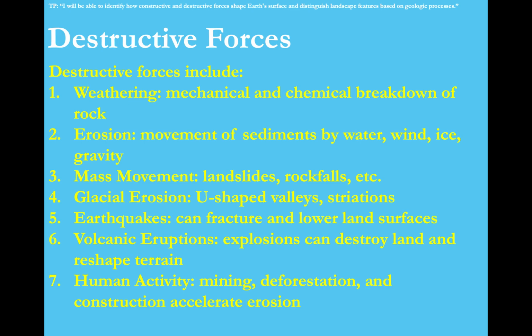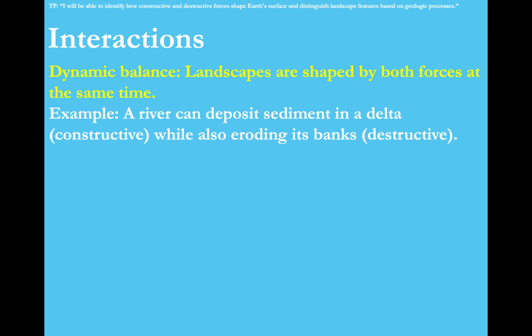Last one, human activity. We have mining, taking away materials from the earth. So that's a breaking down process that humans can cause. Deforestation. Deforestation can help with erosion. We remove trees and root systems, making the land more susceptible to eroding. And construction accelerates erosion. In construction, you have to clear the land and you're exposing soils and sediments to the weathering process.